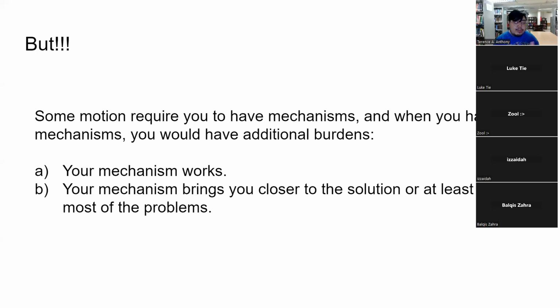Of course, A, to a fair extent, you cannot imagine something that is out of the realm of possibility unless the motion says so. So it needs to be fair to how the world operates. And B, of course, you need to prove that your mechanism brings you closer to the solution or at least solves most of the problems. So you could say that here are benefits of X, Y, Z, but eventually you need to show that your mechanism works, that you can carry it out, that you can show how it is closer to the solution.